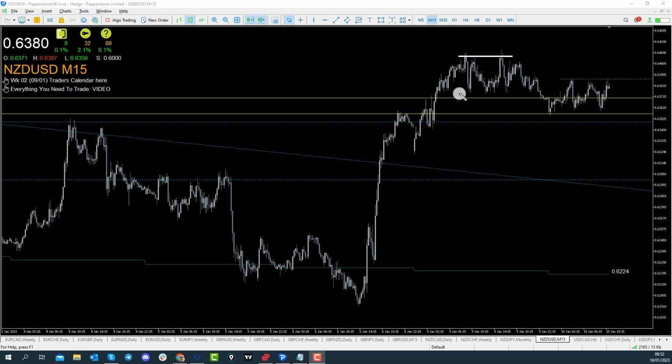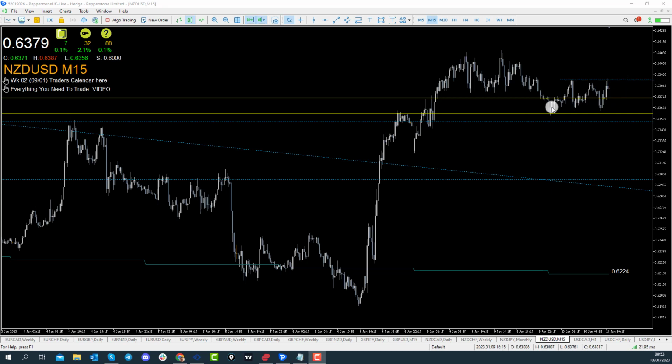You've got kind of a range here, price has then broken out of that range, we've found support, and then price is ranging sort of between the 0.6350 handle and the 0.6380. So we're kind of trading between these two areas at the moment. So what I would want to see as a day trader is price trade out of this range, find support, and then continue to the upside.